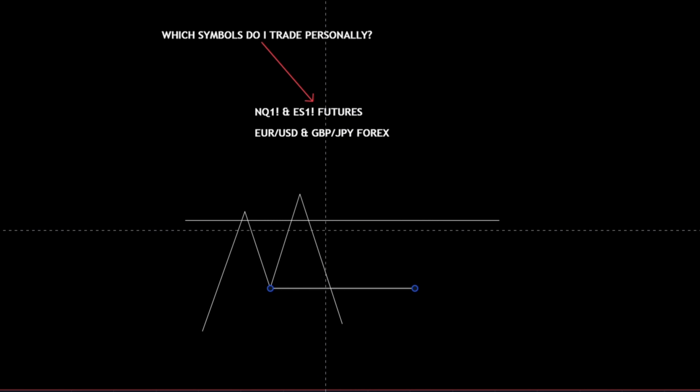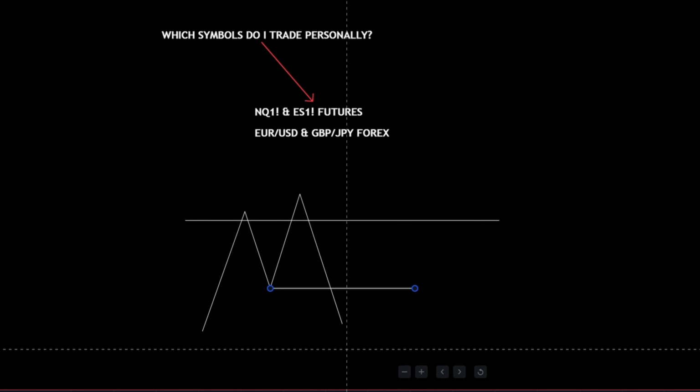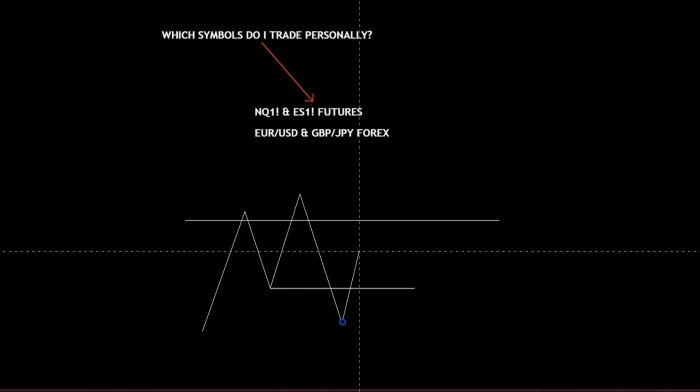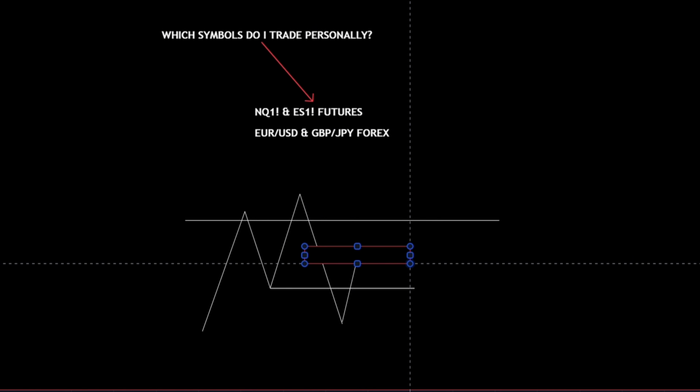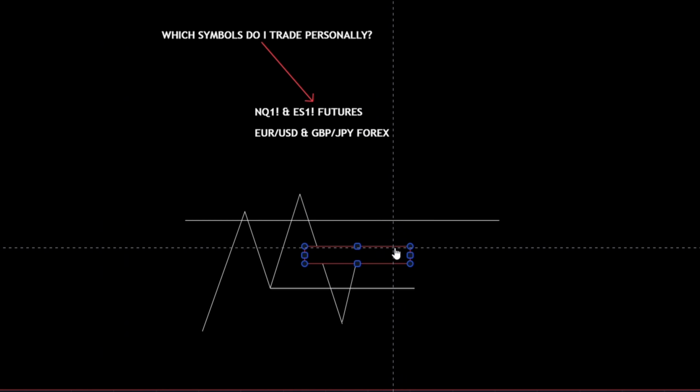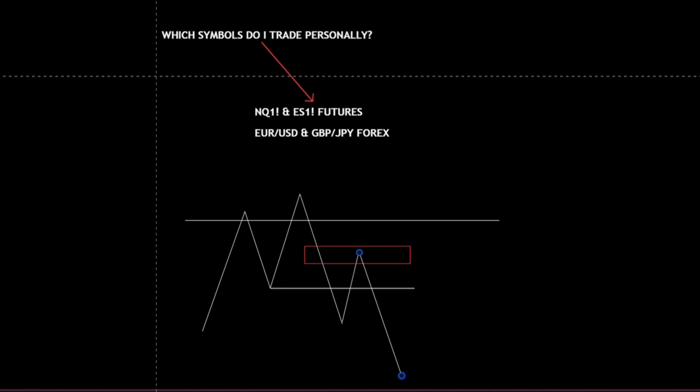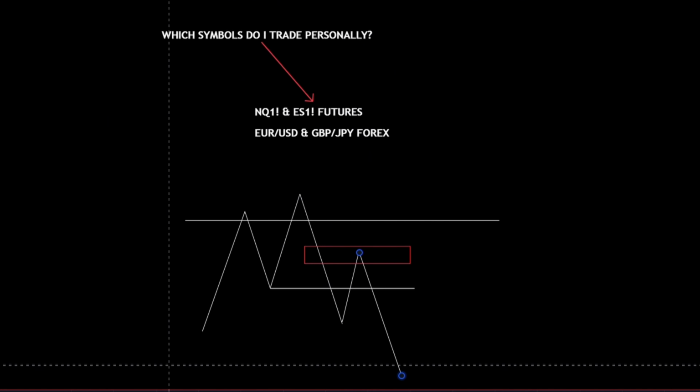And then you look for price to displace through this level. Once it's displaced through this level, you look for an entry inside of a fair value gap. So let's say we had a fair value gap here. This would be a fair value gap that you would enter off here. So you'd enter off this fair value gap, and then your target would be the opposing sell side liquidity.